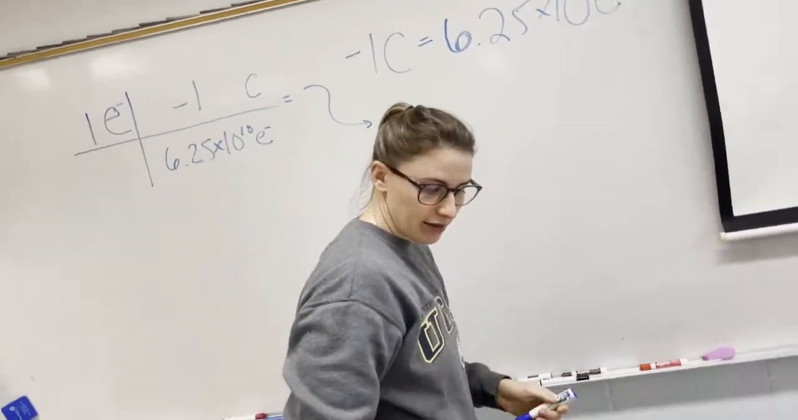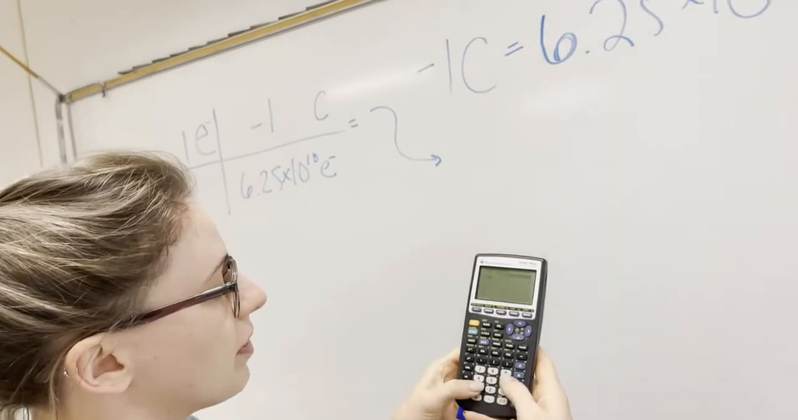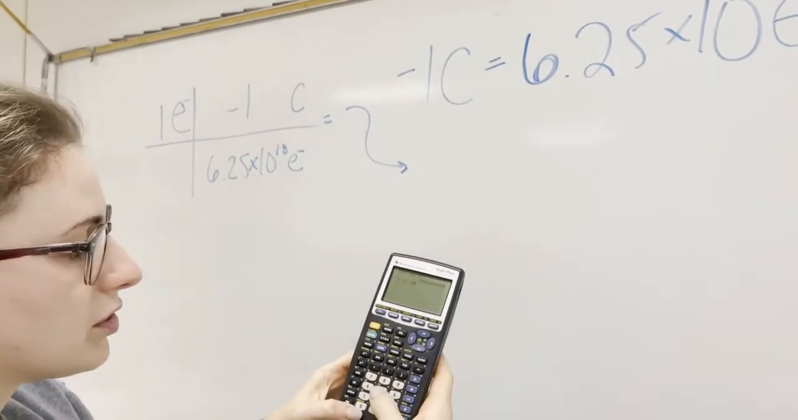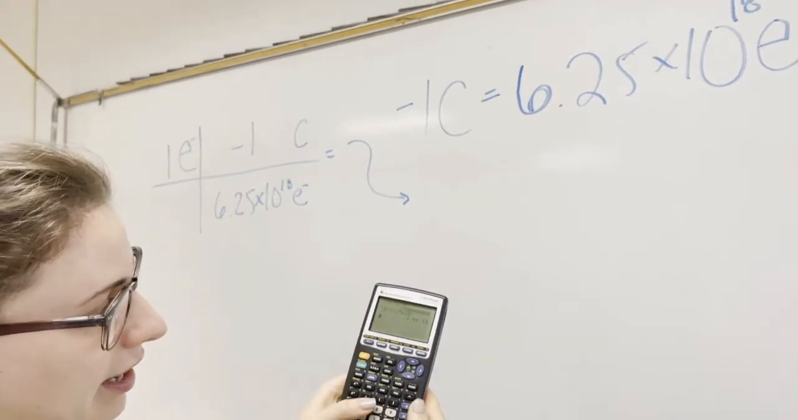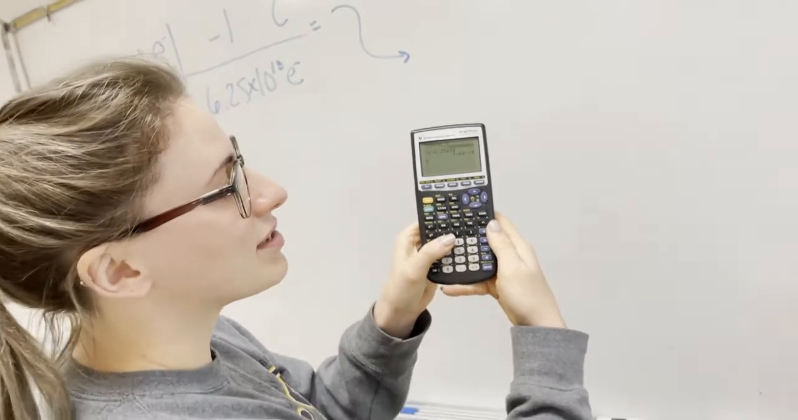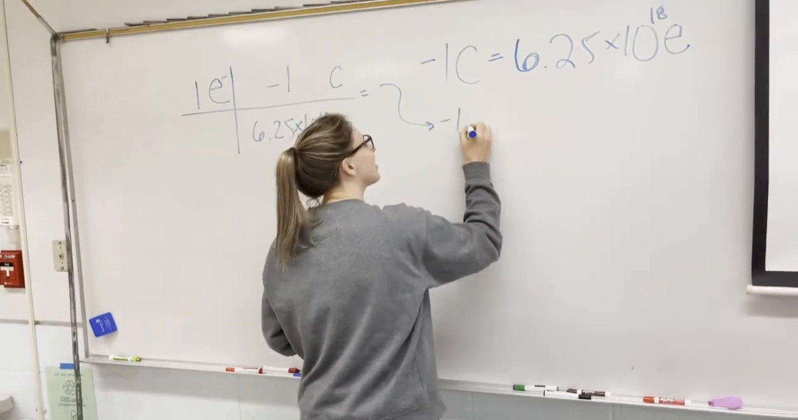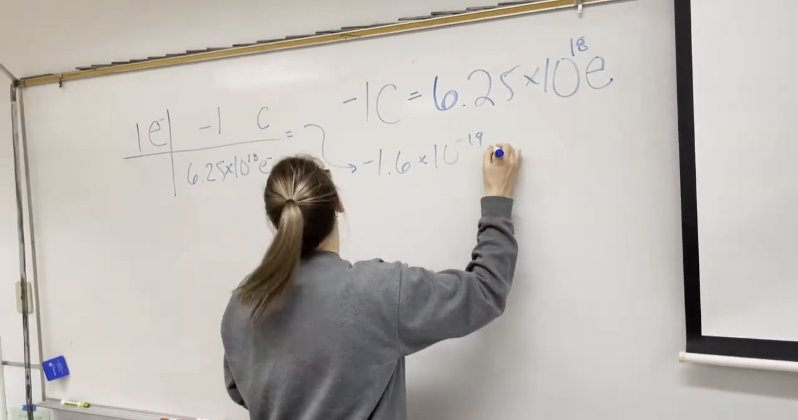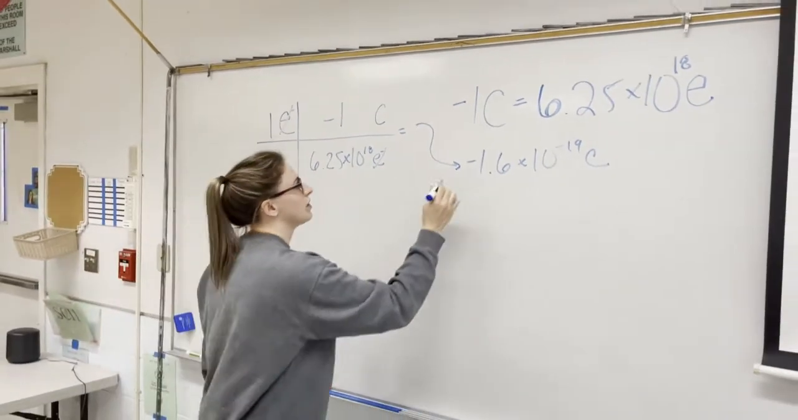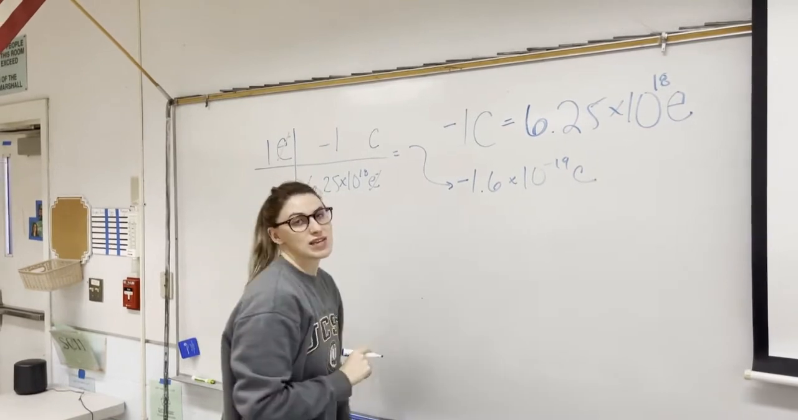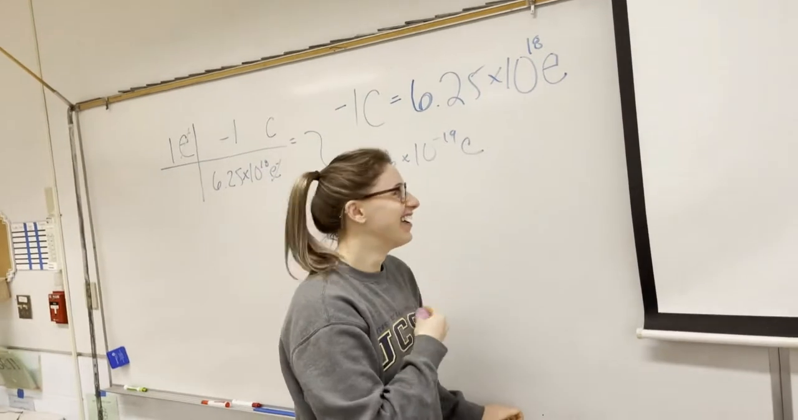Let's go ahead and plug it into our calculator and get our fraction out of it. Okay, so I've got -1 on top, and I divide it by 6.25 times 10 to the 18th, and I get -1.6 times 10 to the -19th. You guys remember that number should be familiar to you. Coulombs. These electrons cancel out. Yep. Now, if I was asking for protons, it would just be a positive number, right? Because the charge on a proton is equal in magnitude.